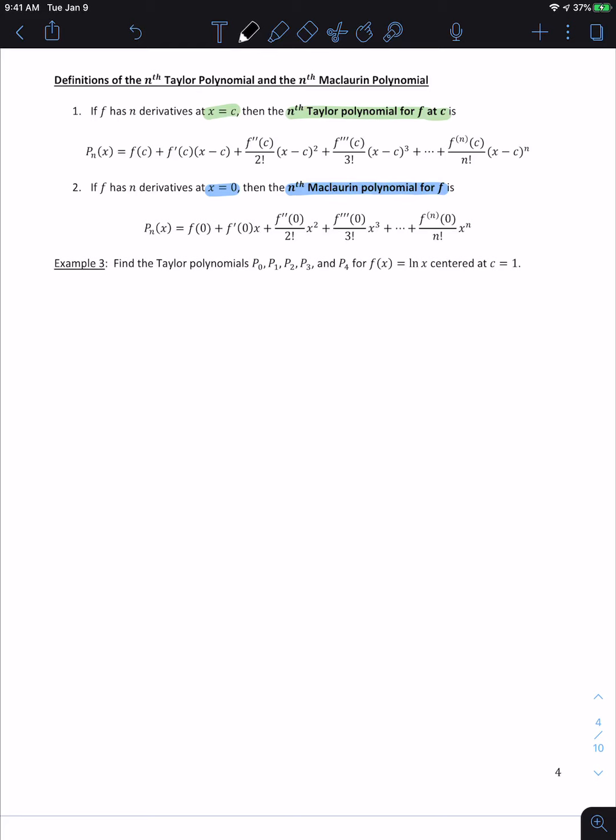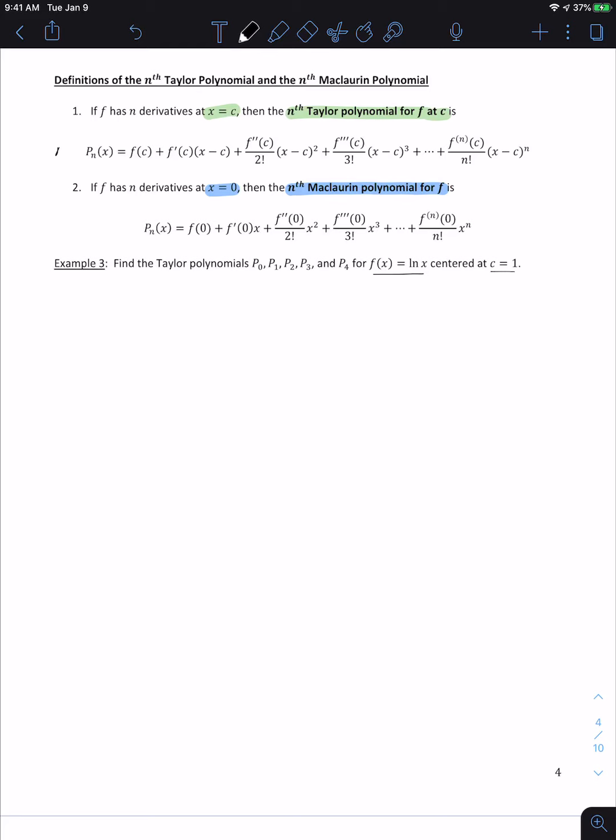Hello everyone, in this video we'll pick up where we left off in section 9.7, which is titled Taylor Polynomials and Approximations. Now that we know the definition for the nth Taylor polynomial and the nth Maclaurin polynomial, we're able to do some examples, right? So the first question says find the Taylor polynomials p sub 0, p sub 1, p sub 2, p sub 3, and p sub 4 for the function f of x equals ln of x centered at c equals 1.